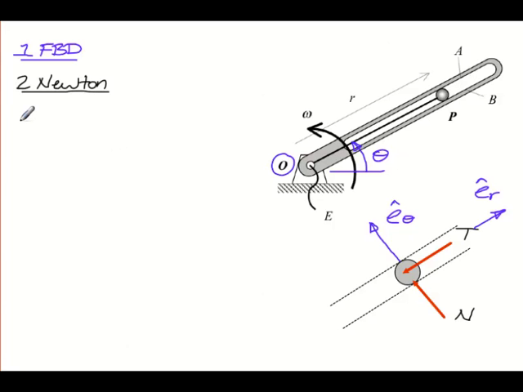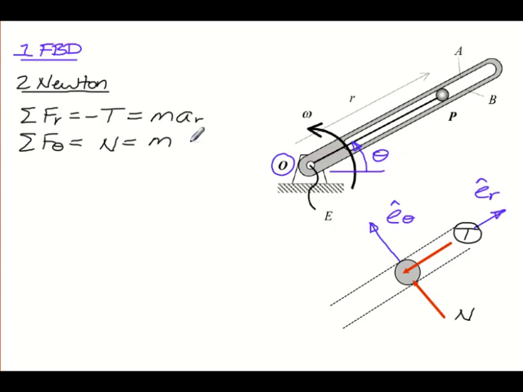The point being, I'm going to use polar unit vectors for resolution of the forces and therefore for my kinematics. So as I sum my forces in the radial direction, I have this tension force right here. That's going to be in the minus e_r, and that's equal to mass times the radial component of acceleration. I'm going to sum forces in the theta direction, and that gives me N, and that's equal to m times a_theta.